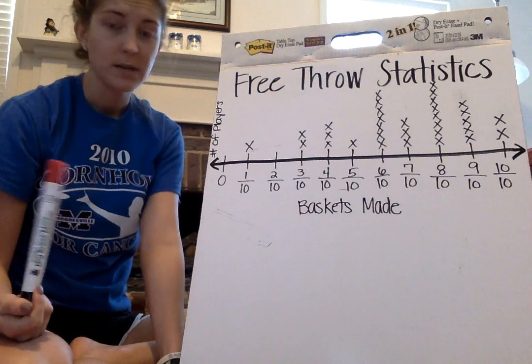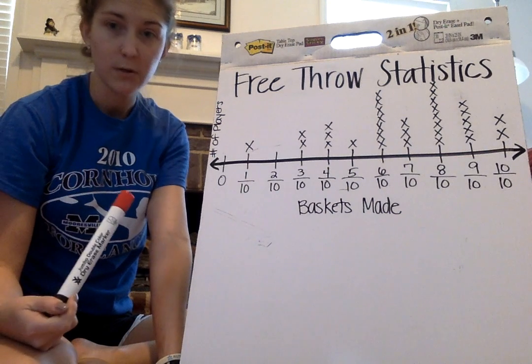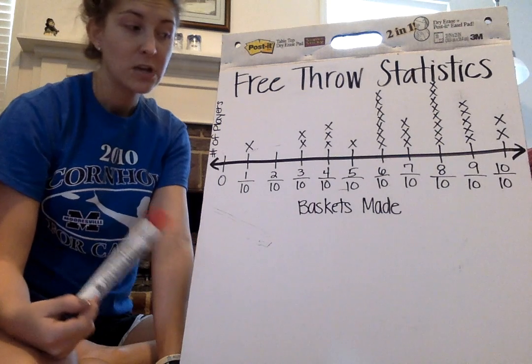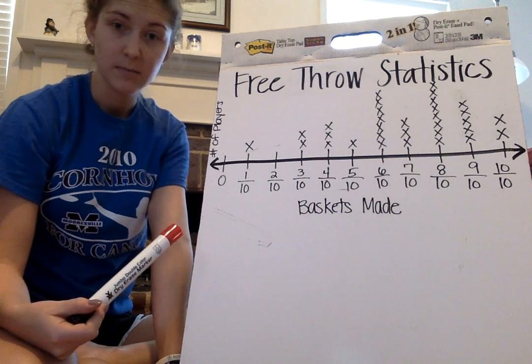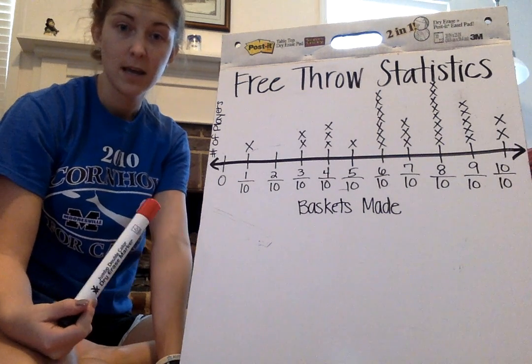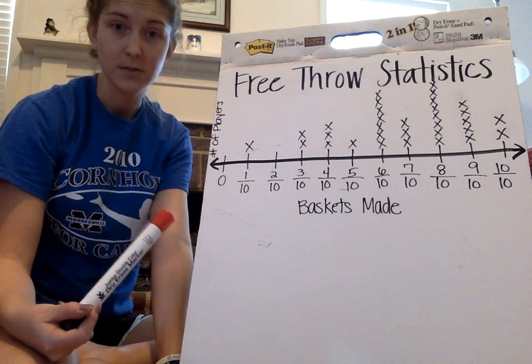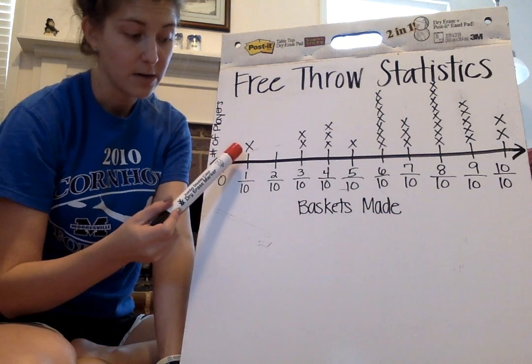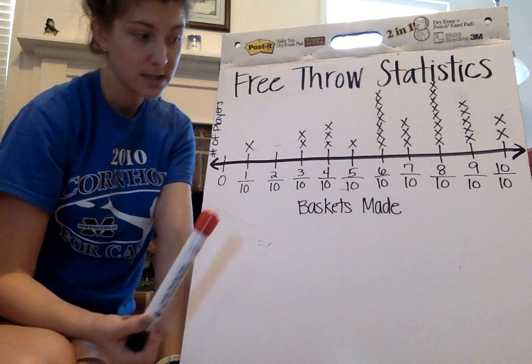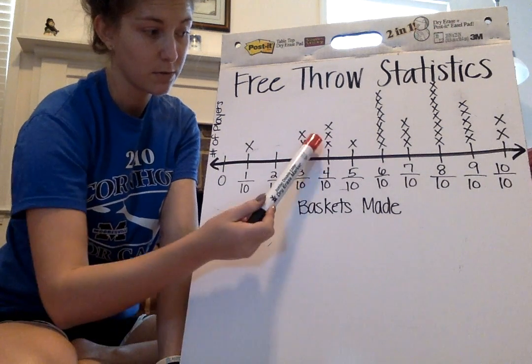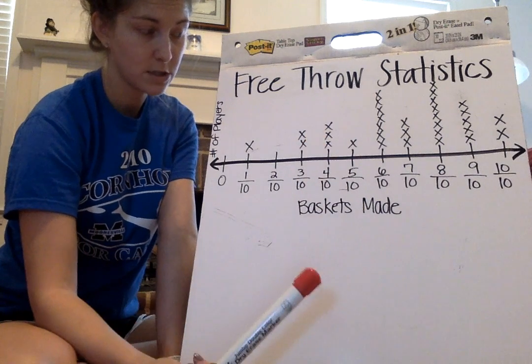So this is talking about different free throws and how many each basketball player made. Their coach asked them to try 10 free throw shots, and they had to count how many they made out of those 10. So this player right here only made 1 out of 10 shots. There were 2 players that made 3 out of 10 shots. There were 3 players that made 4 out of 10 shots.